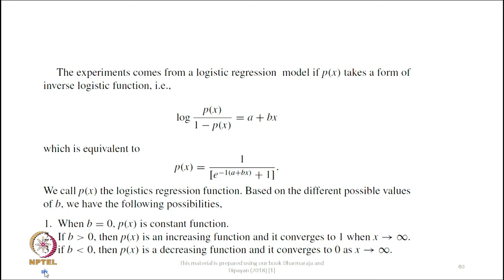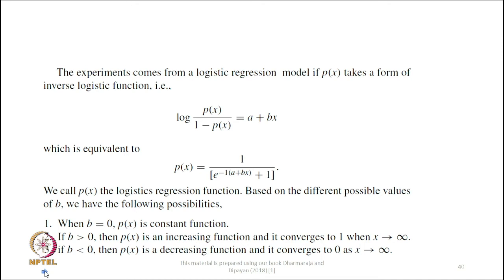Either form we can use: either the logarithm of odds is equal to a plus bx, or p of x is equal to that expression. We call p of x the logistic regression function. Since the probability is a function of x, we are using p of x. That is the notation for the probability that y takes the value 1 given x takes the value small x, that is called p of x.